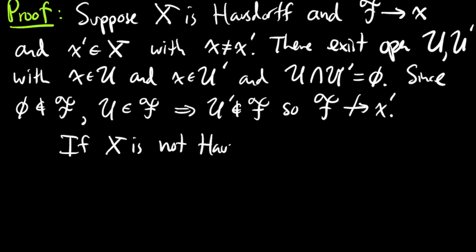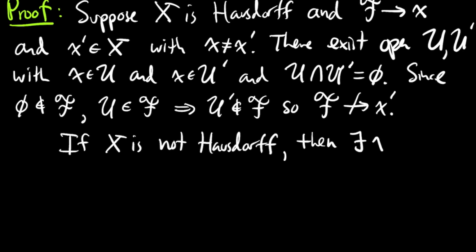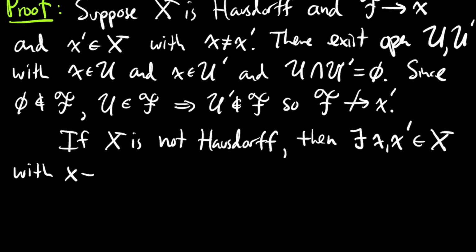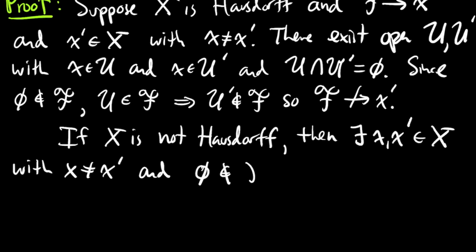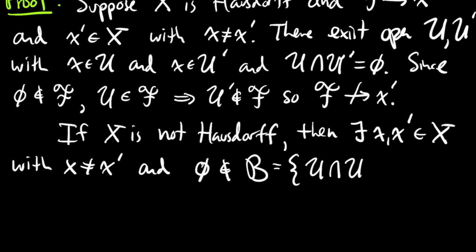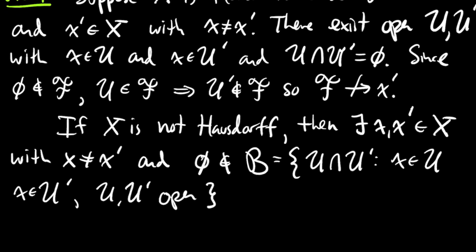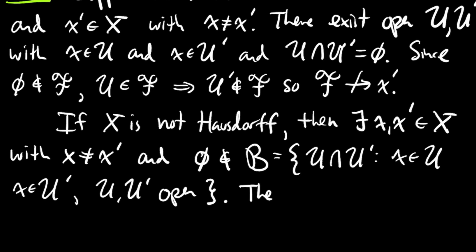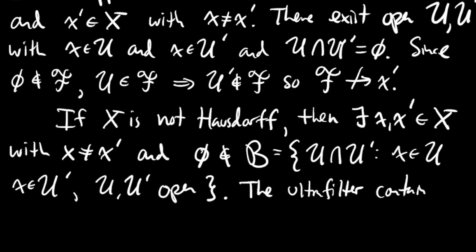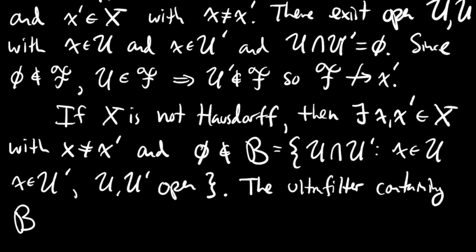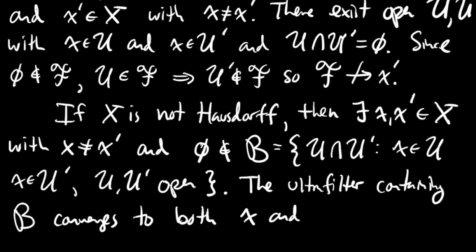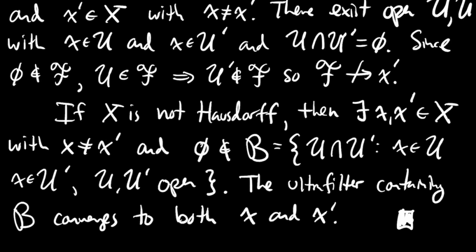And on the other hand, if X is not Hausdorff, there exist two points, X and X prime, so that the intersections between every open set around X and every open set around X prime will be non-empty. Well, since those intersections are non-empty, that collection of intersections sits inside of an ultrafilter, and that ultrafilter will converge to both X and X prime.